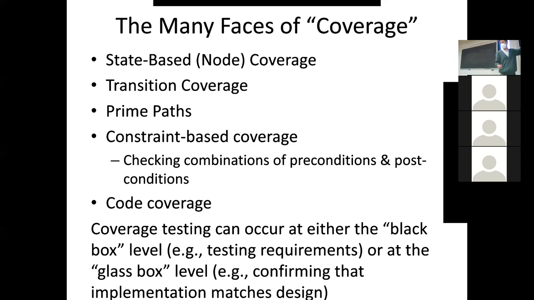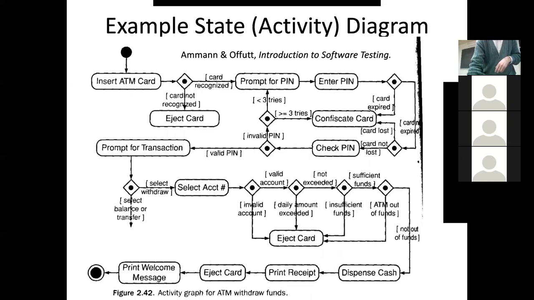Prime paths is another pretty strong technique. You can't in general explore all possible paths, but you can, again, be clever about choosing what paths you do explore. Prime paths, kind of like all pairs testing, is a clever way of picking paths that in some sense are pretty thorough. It'll catch many cases. We're going to be talking about that. And then there are some called constraint-based coverage. And coverage testing can occur at a high level, even black box, and at a lower level.